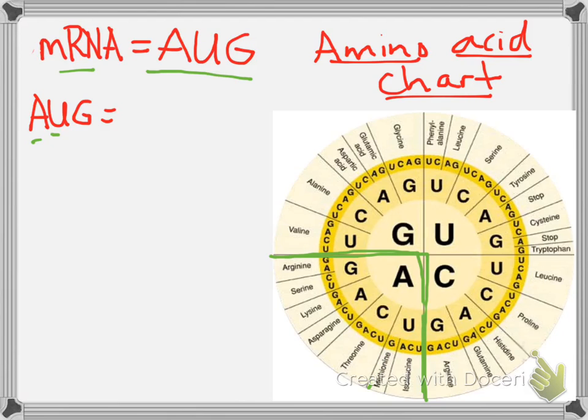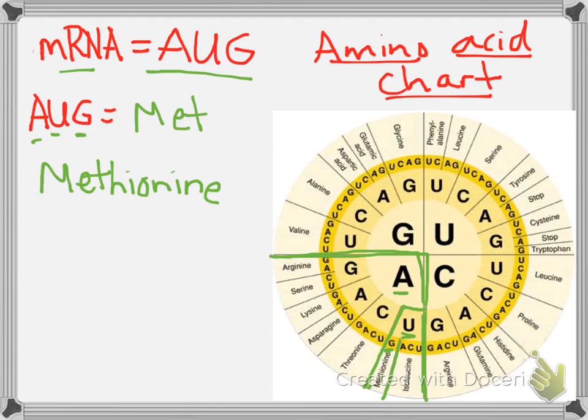Fix my line a little bit. So now I'm in the U area. So I went A, U, and then my next one is G. So I come down here to G and I find that it stands for methionine. And we would abbreviate that MET. And that's my amino acid.